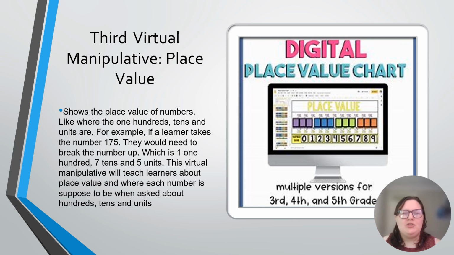The last virtual manipulative is place value. This website shows the place value of numbers, like where the 100s, where the tens, and units are. For example, if a learner takes the number 175, they will need to break the number up, which is 1 hundred, 7 tens, and 5 units. This virtual manipulative will teach learners about place value and where each number is supposed to be when asked about hundreds, tens, and units.